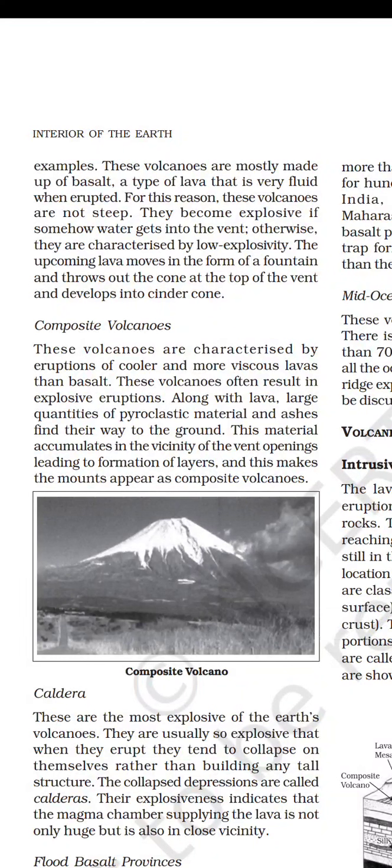These volcanoes are mostly made up of basalt, a type of lava that is very fluid when erupted. For this reason, these volcanoes are not steep. They become explosive if somehow water gets into the vent. Otherwise, they are characterized by low explosivity. The upcoming lava moves in the form of a fountain and throws out the cone at the top of the vent and develops into a cinder cone.